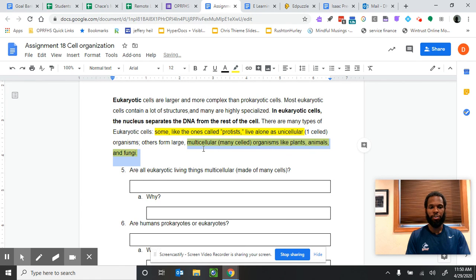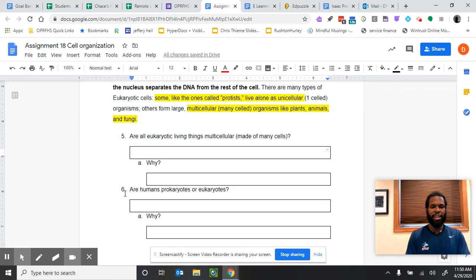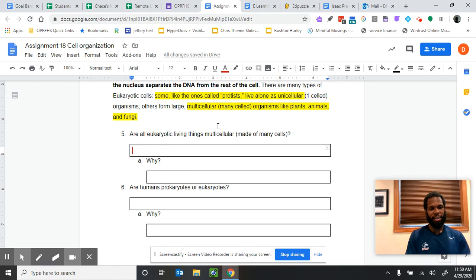And we're animals too. So question 5, are all eukaryotic living things multicellular? So this type of cell, are they all many cells, or can some of them be one-celled? Back in your reading for that answer. And then why? Question 6, are humans prokaryotes or are we eukaryotes? Well, if you look back in this answer here, many cells, are we one-celled or are we many cells? We are many cells. Why?